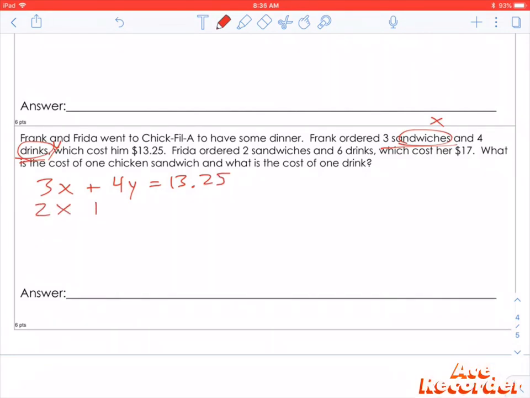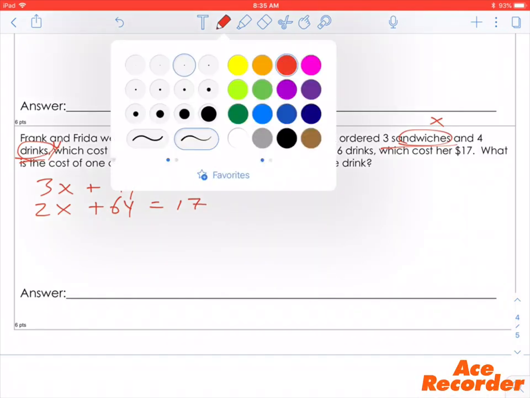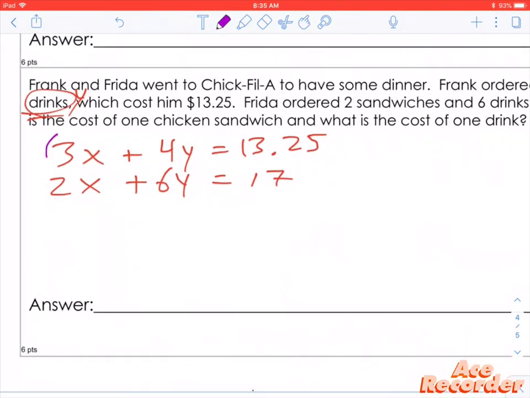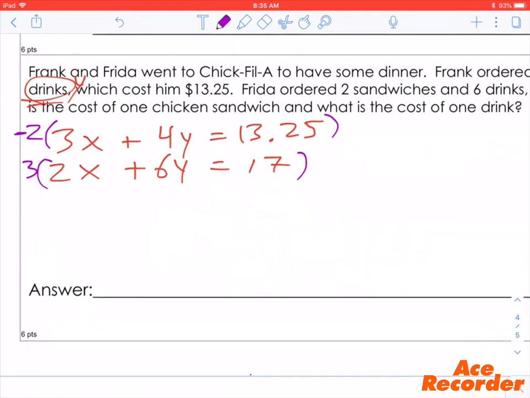And then Frida got 2 sandwiches and 6 drinks. What is Frida doing getting 6 drinks? Couldn't tell you. But that's 17. And so now we need to do something to get opposites. So I'm just going to multiply 3 and 2 by each other. So this is going to be 2. This is going to be 3. One of them needs to be negative. So I'm going to do the 2.